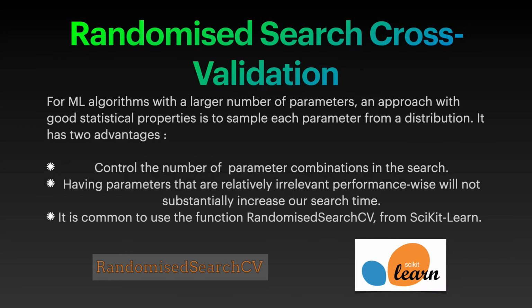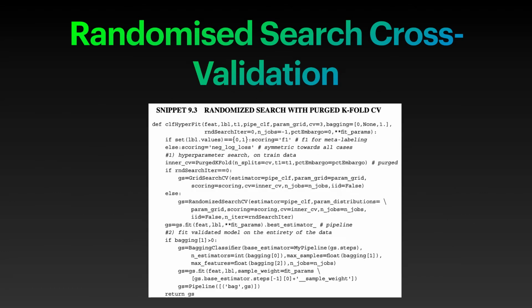Randomized search cross-validation. For machine learning algorithms with a large number of parameters, a grid search CV becomes computationally heavy. So, a great alternative with some good statistical properties is to sample each parameter from a distribution. It has two main advantages. It allows us to control the number of combinations in the search regardless of the dimensionality of the problem. Also, having parameters that are relatively irrelevant will not increase our search time as it would with grid search CV. If you are interested, here you have the last function's code implemented with randomized search CV in this slide.